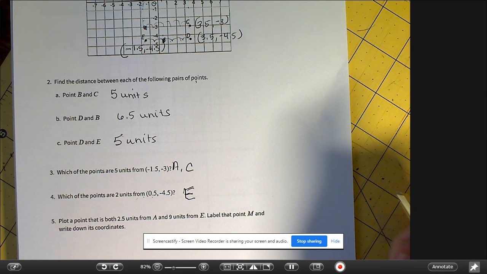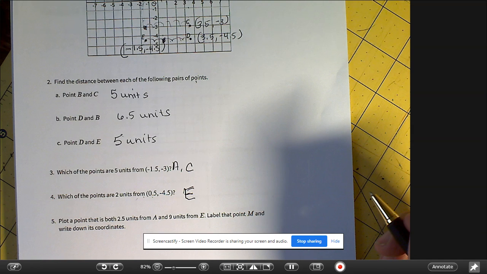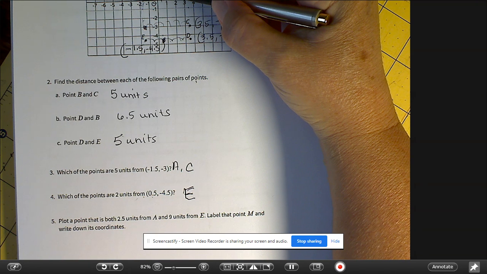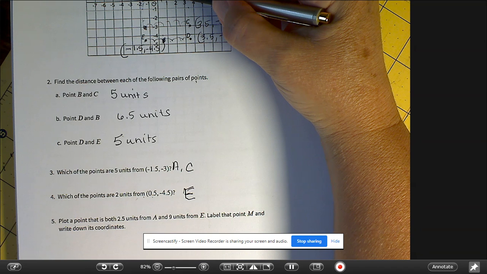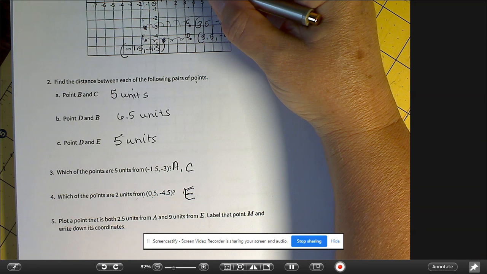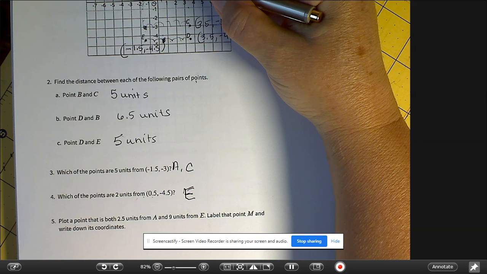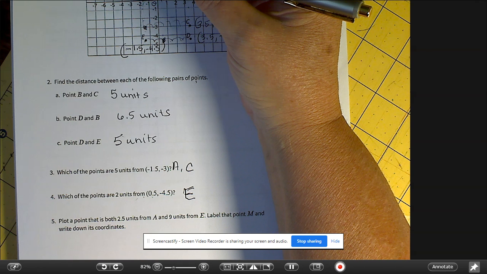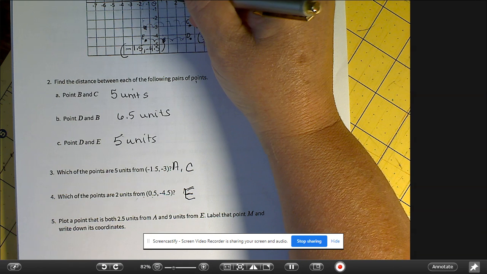E. And then plot a point that is both 2.5 units from A and 9 units from E, and label the point M. So 2.5 units from A and 9 units from E. So let's count 1, 2, 3, 4, 5, 6, 7, 8, 9, and that would be here. So that would be -1.5 and 4.5.